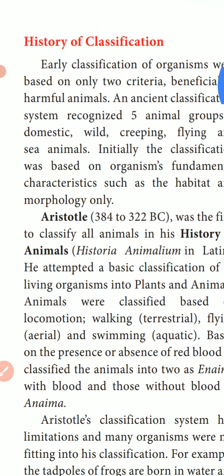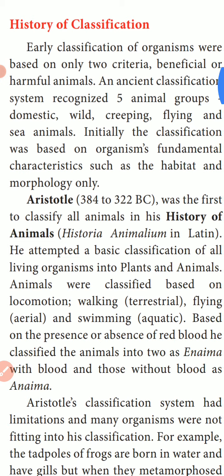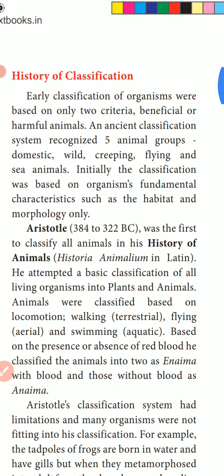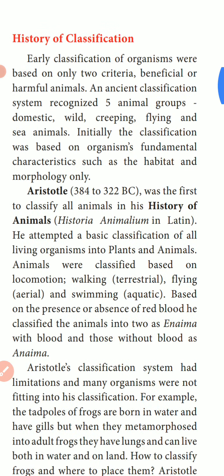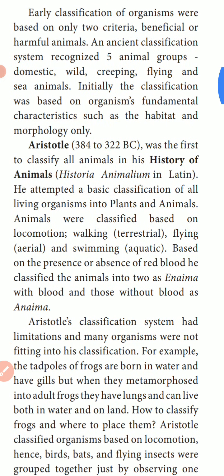The next topic is the history of classification. Early classifications of organisms were based on only two criteria, only two methods. One is beneficial or harmful animals.